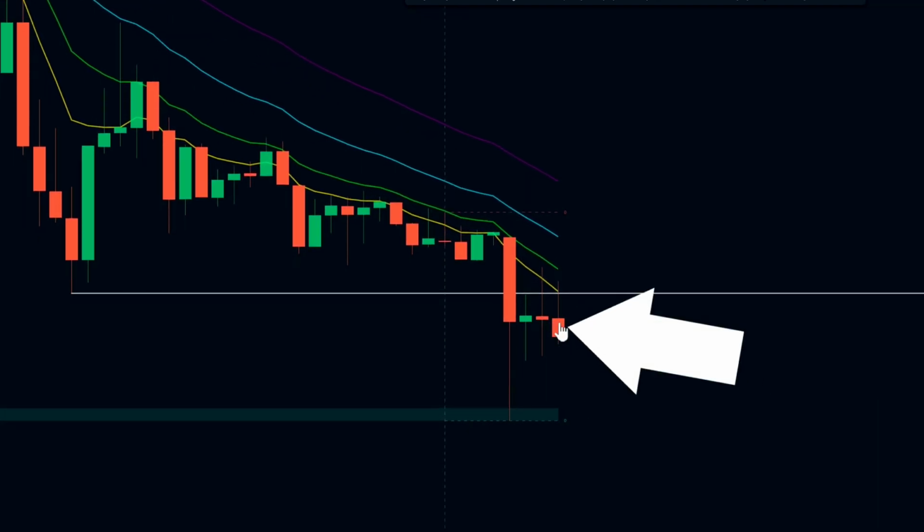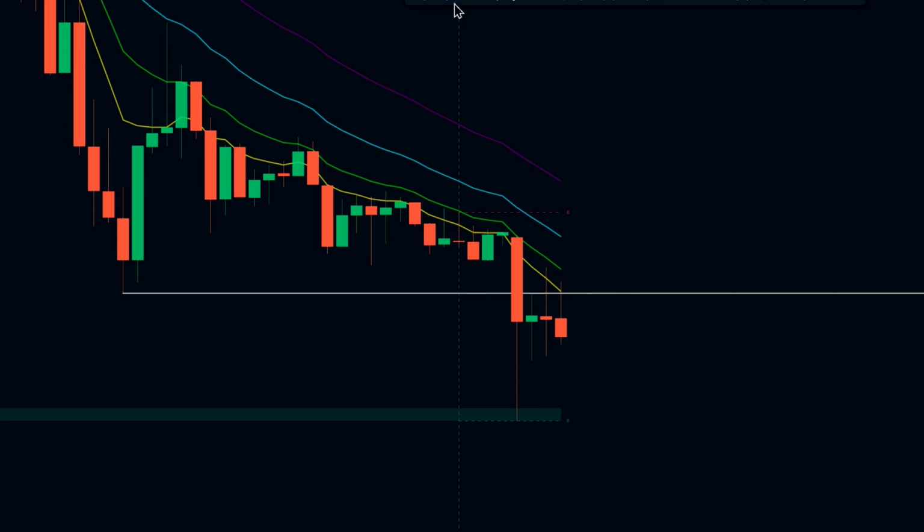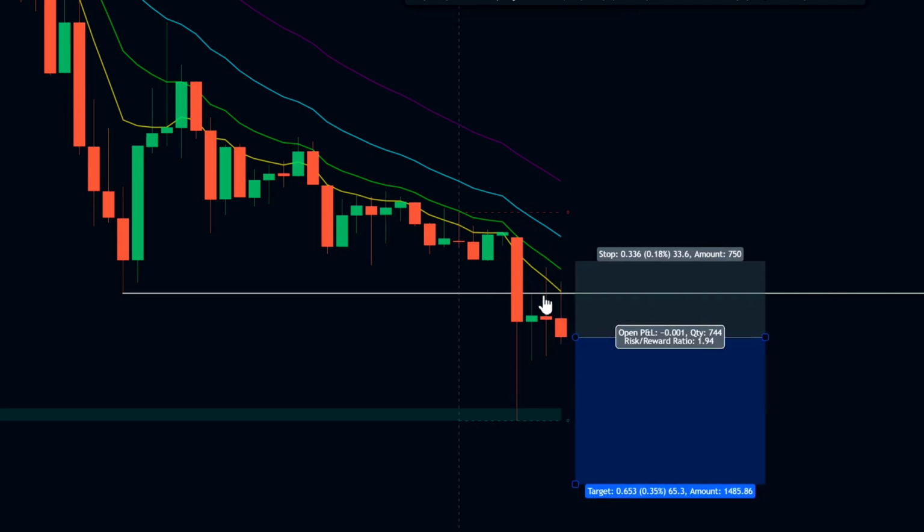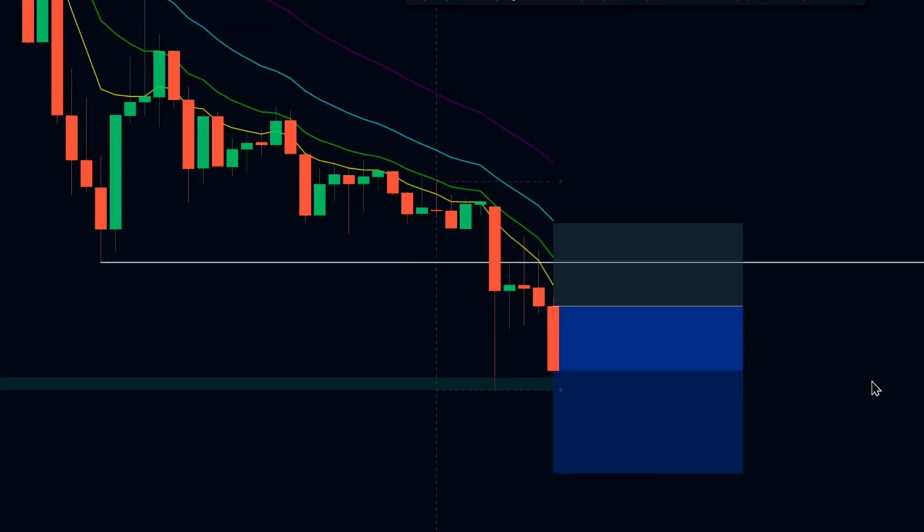One thing to note, this strategy works best with the current day's highs and lows. Avoid trading based on levels from previous days, as they tend to be less reliable.